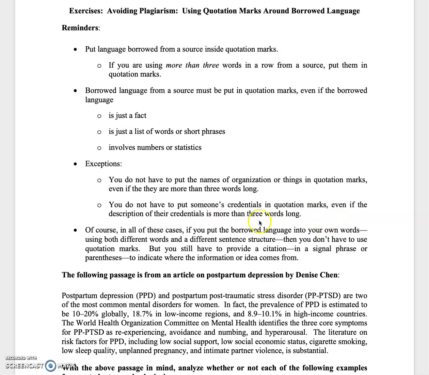Be flagged by that. Of course, in all of these cases, if you put the borrowed language into your own words, which means you're using both different wording and a different sentence structure, then you don't have to use quotation marks. But even then, you still have to provide a citation in either the signal phrase or parentheses to indicate where the information comes from. And that citation should include the first word of the works cited entry that it comes from.